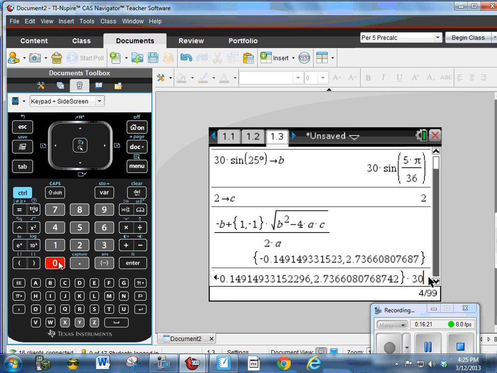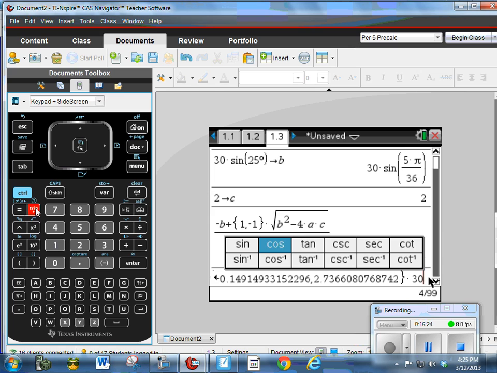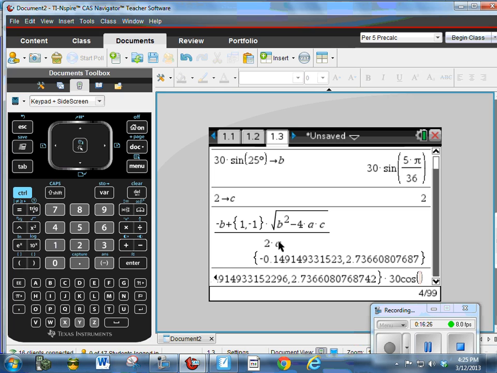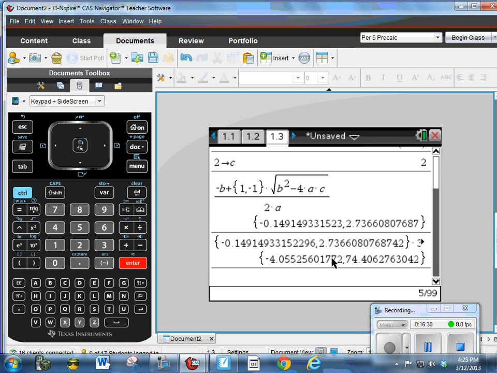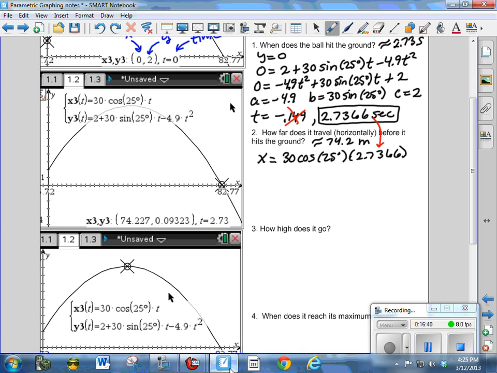30 cosine of 25 degrees. So push enter. It gives me two different answers, and my second one there is the 74.406. Okay, 74.406 meters. So pretty easy to do the second part.